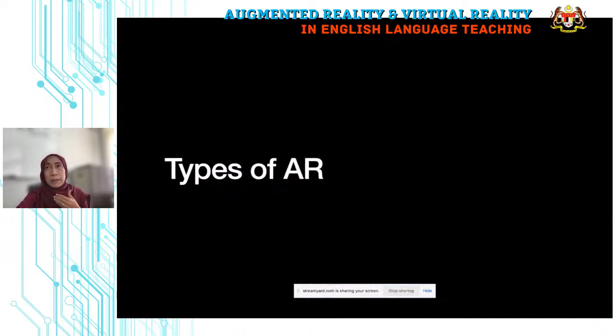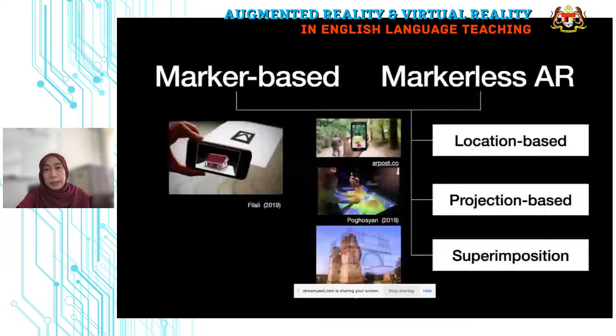Okay. What are the types of augmented reality? There are many types, but before exploring the use of AR, we need to understand that there are a few types. There are two, which are marker based and markerless augmented reality. I think the most common one that we usually see used in the classroom is marker based, which is the easiest one to be prepared by teachers. We'll go further into that.